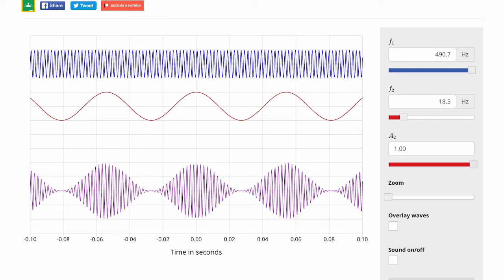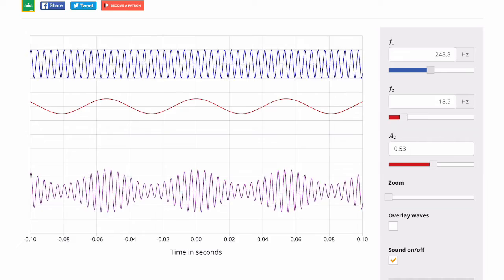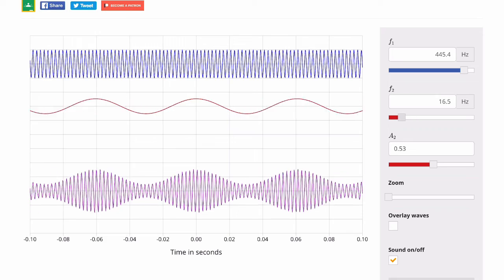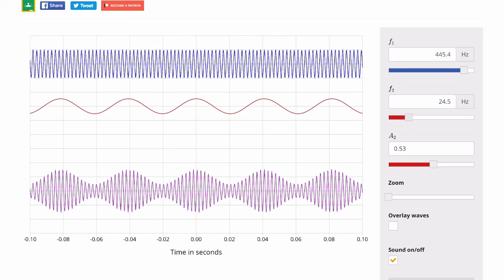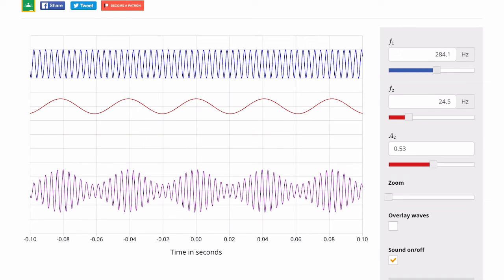So if I were to increase the amplitude any further, if I was to increase the modulation index any further, the envelopes would overlap, and then it would be impossible to recover the signal using an envelope detector. So that just shows you that. And you can actually listen to the frequency as I change the carrier frequency and as I change the message frequency. What we're listening to here is the composite signal, i.e. the AM signal.